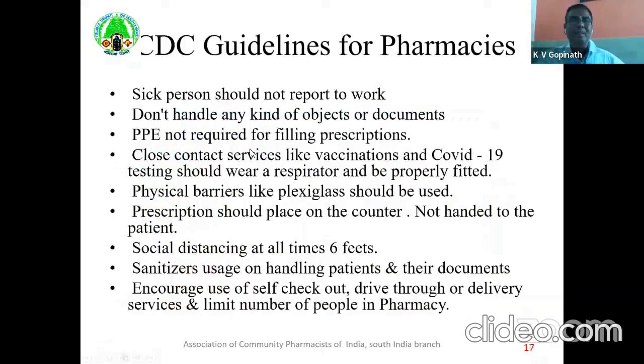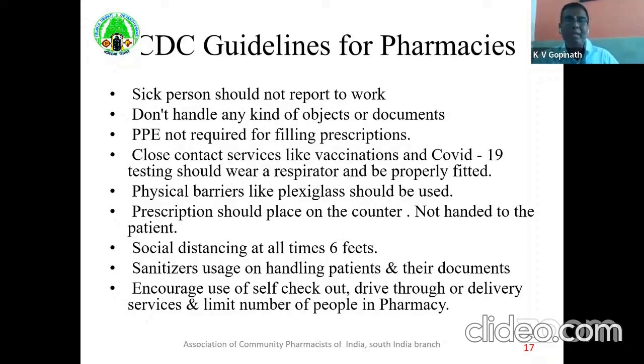Next slide. The CDC also issued guidelines for the pharmacy. See, pharmacy or healthcare workers should not be a source of infection for the patients. A sick person should not report to work, and there will not be any punitive punishment for it. Don't handle any objects or documents of the patient. Use non-touch processes wherever possible. There is no need for PPE kits, especially for filling prescriptions, but you can use face shields or face covers while dealing with prescriptions.